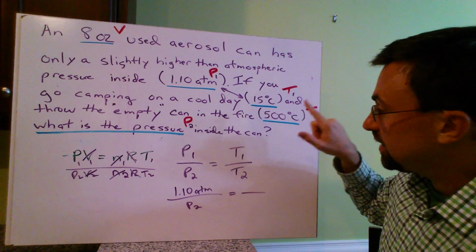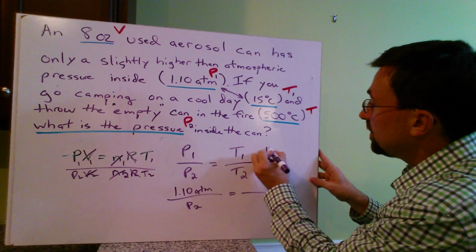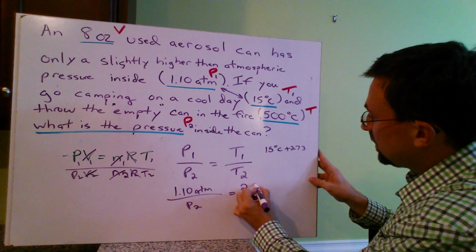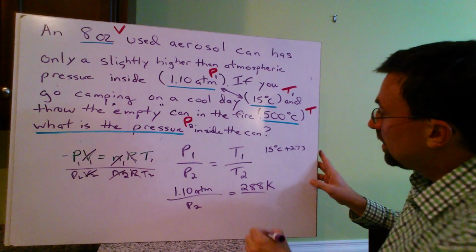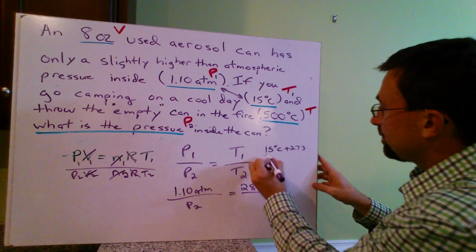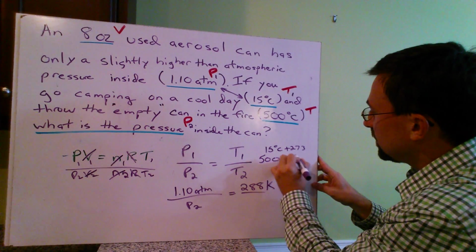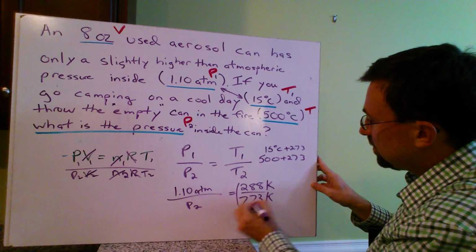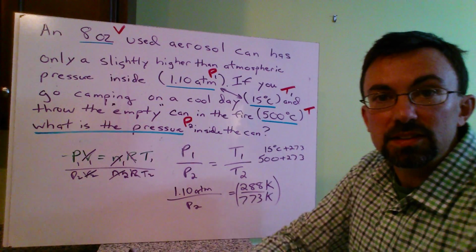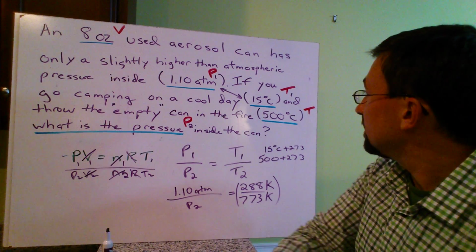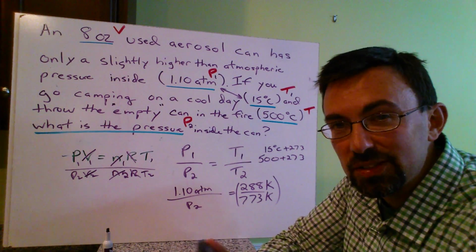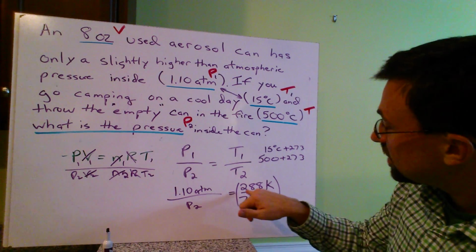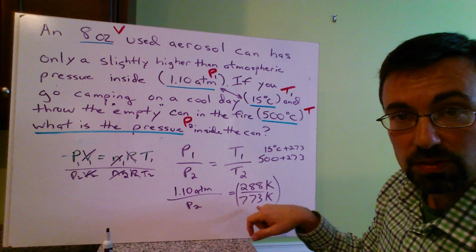Now I can't use 15 degrees Celsius. I have to convert that to Kelvin. So this is going to be 15 Celsius plus 273, which gives me 288 Kelvin. Likewise, this is temperature 2. We also have to add 273 to it. So even though the difference between 15 and 500 degrees Celsius seems like it's 30 times larger, it's not actually, because 15 degrees Celsius has a lot of kinetic energy. If we're looking at the total kinetic energy of the system, you can see it's still a big difference, 288 to 773, don't get me wrong.